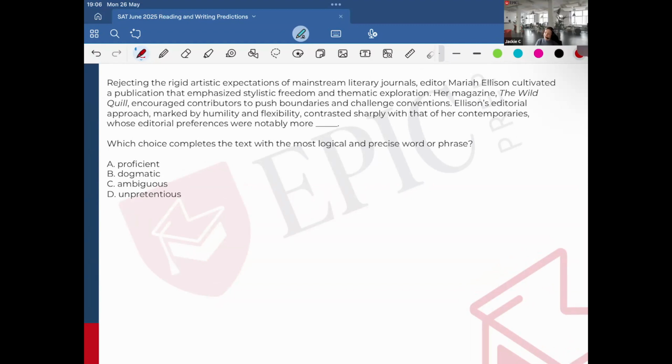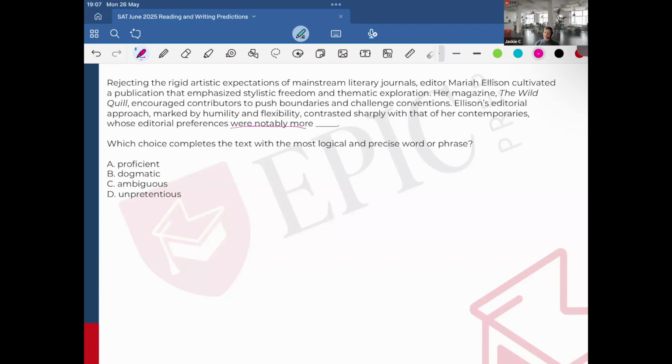Rejecting the rigid artistic expectation of mainstream literary journals, editor Maria Ellison cultivated a publication that emphasized stylistic freedom and thematic exploration. Her magazine, The Wild Quill, encouraged contributors to push boundaries and challenge conventions. Ellison's editorial approach, marked by humility and flexibility, contrasted sharply with that of her contemporaries, whose editorial preferences were notably more.